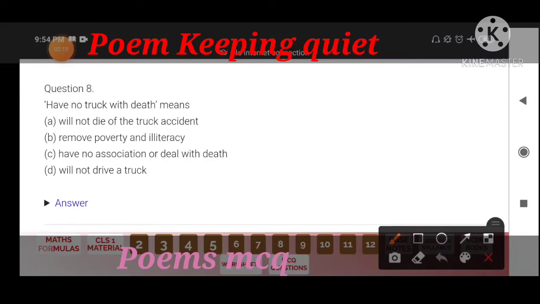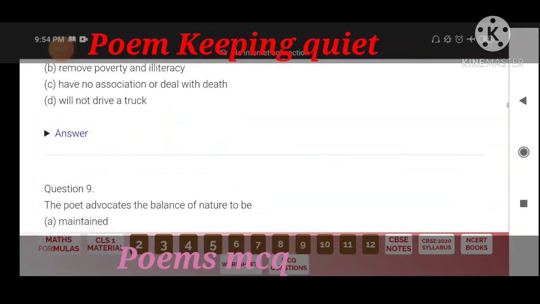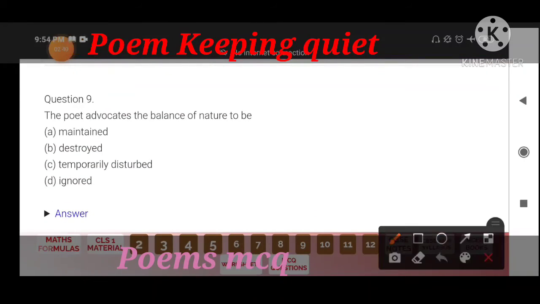Have no truck with death means will not die of the truck accident, remove poverty and illiteracy, have no association or deal with death, or will not drive a truck. So the answer will be have no association or deal with death. The poet advocates the balance of nature to be maintained, destroyed, temporary, disturbed or ignored. The answer is maintain. Balance of nature to be maintained to survive here.